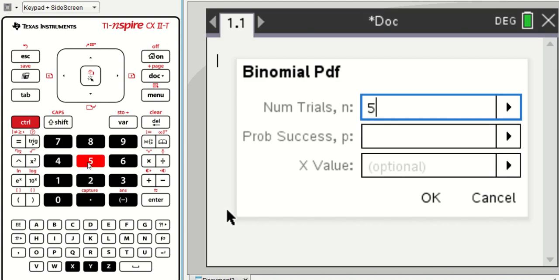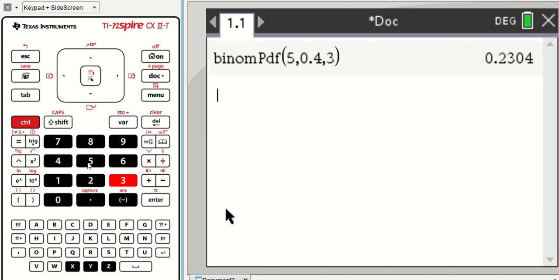So let's say we have 5 trials, and the probability of success is 40%. Then we will probably be interested in finding the probability for a specific number of outcomes, and that's what we can enter as the X value. Let's say I'd like to know the probability that it would occur 3 out of 5 times if the probability of success is 40%. Then I can press OK, and I can see that value.